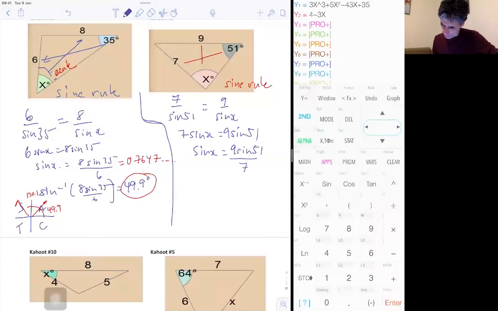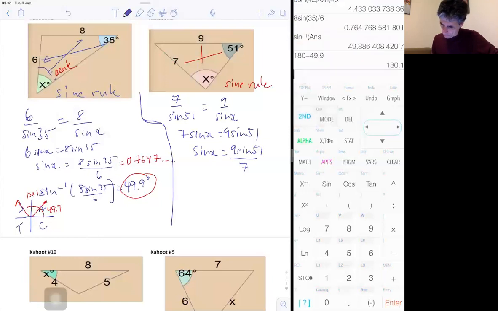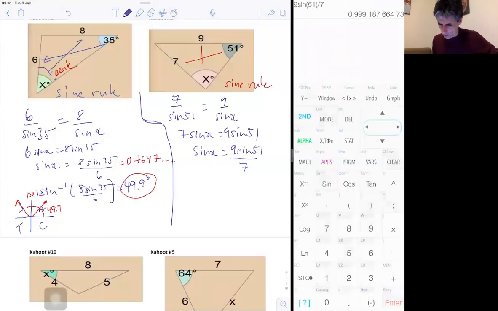There, don't know how I did that. And we'll go back to here. So if we do 9 sine 51 divided by 7, that number is about 0.99187. And then if we do the inverse sine of that number, you see we're going to get that x is the sine inverse of 0.99187, which is 87.7 degrees.